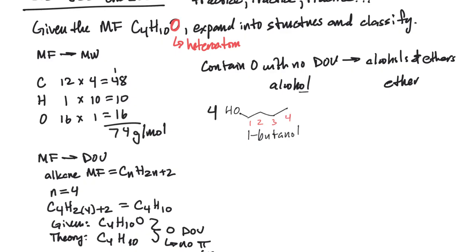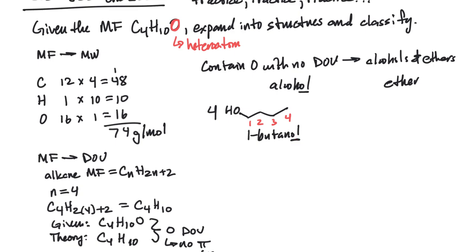So alcohols end in OL. Of the nomenclature, the last little bit of the name corresponds to the major functional group. So OL is alcohol. The number here, 1, is telling us where on that chain the OH group is bonded.